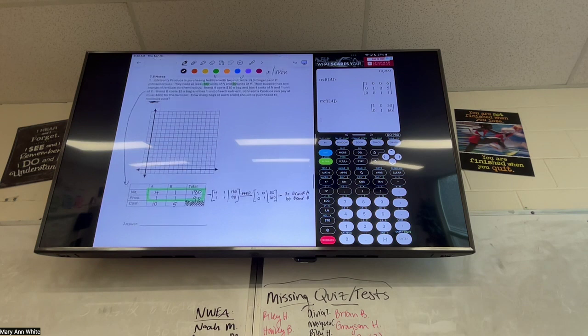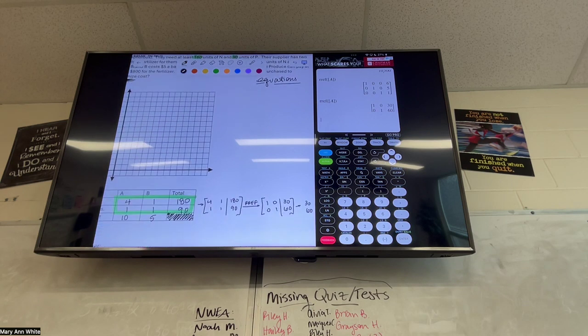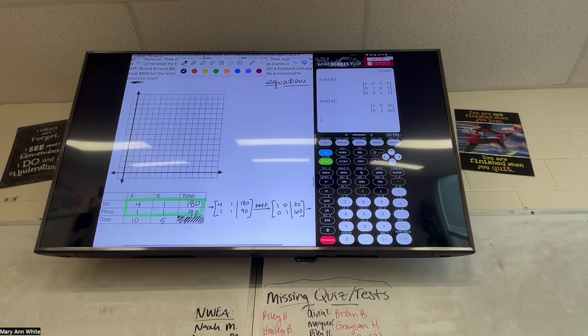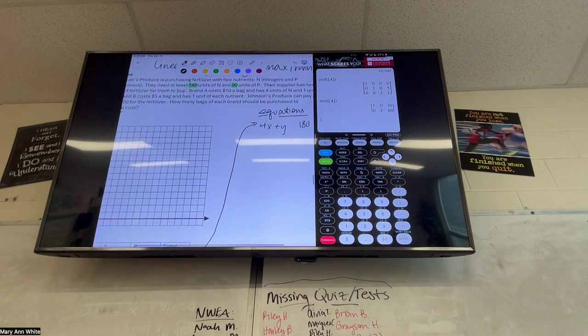Let's go ahead. We're going to write some equations now, okay? So I've got some equations. And the first 2 equations we're going to write are going to come from that box. It's going to come from the matrix, okay? That first one, nitrogen, that in and of itself is an equation, okay? I can write that as 4x plus y. And I'm not going to say equals 180 because in the problem, it used the phrase at least. If I'm going to use the phrase at least, is that going to be greater than or less than?